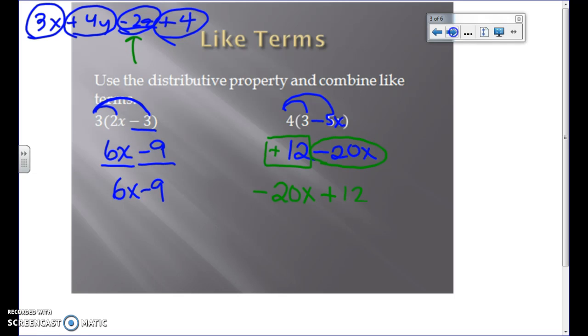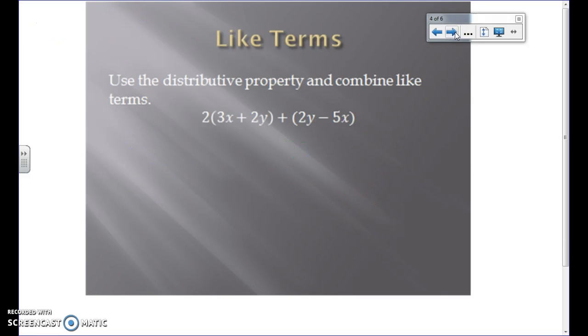Okay, and so that might be confusing because we're just starting out. We're not real familiar with negatives yet, but I just want you to keep in mind that the subtraction sign, or the sign in front of each term, stays with that term. So the best answer would be negative 20x and then positive 12, or plus 12. Negative signs and subtraction signs in the end all mean the same thing. All right, so let's see if that becomes a little more clear here in a second.